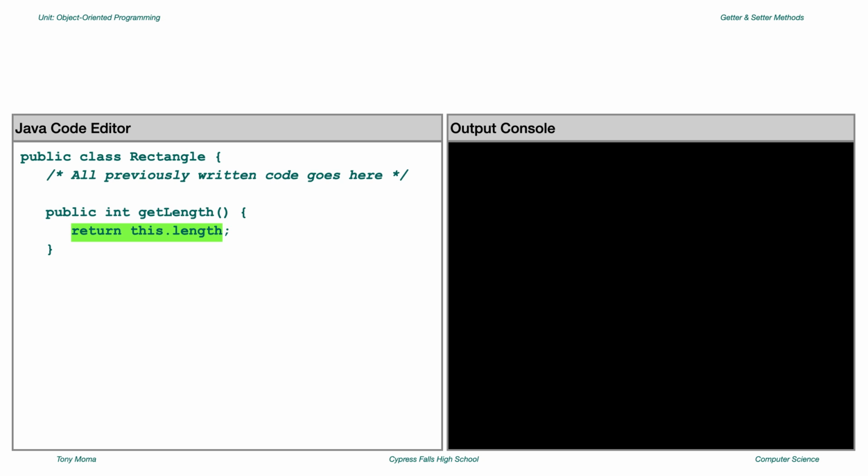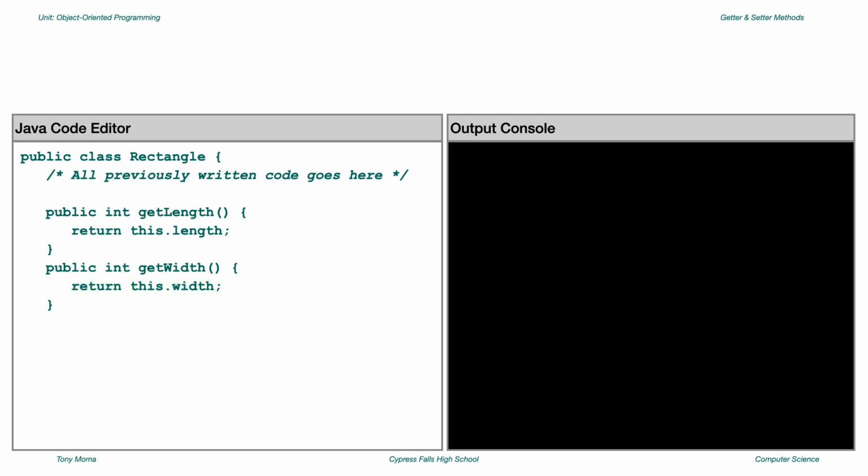Same rules go for retrieving the width variable. Once again, public, a getter method is always public. The return type should be the same as the variable we're trying to retrieve, which in this case is int. Then the name of the method: get, followed by the name of the variable we're trying to retrieve, width, followed by an empty set of parentheses. Then inside the body, we simply return the variable that we're trying to retrieve, which in this case is width.